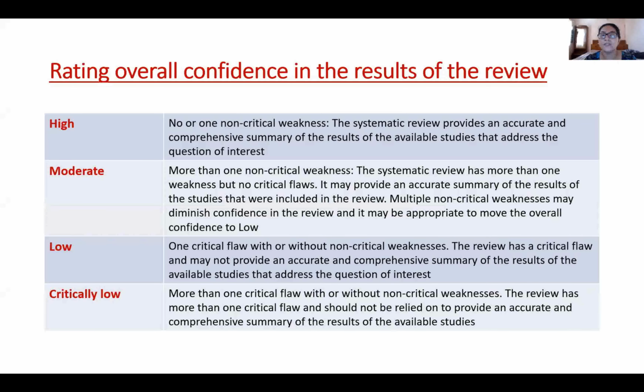The high confidence is when there is no or only one non-critical weakness. In this case, the systematic review provides an accurate and comprehensive summary of the results of the available studies that address the question of interest. If there is more than one non-critical weakness, it is considered to have a moderate confidence level. So the systematic review has more than one non-critical weakness, but there are no critical flaws. It may provide an accurate summary of the results of the studies that were included in the review.